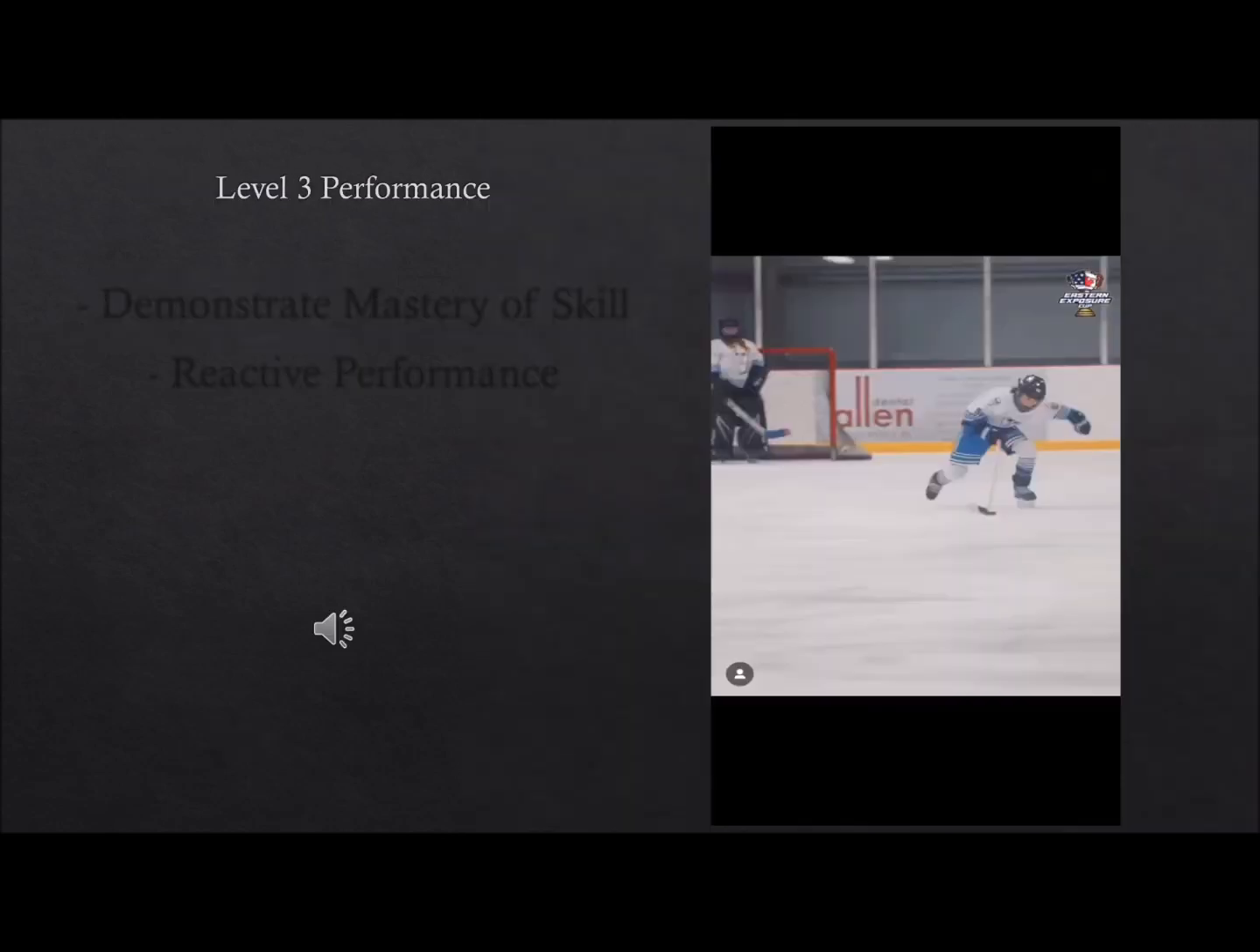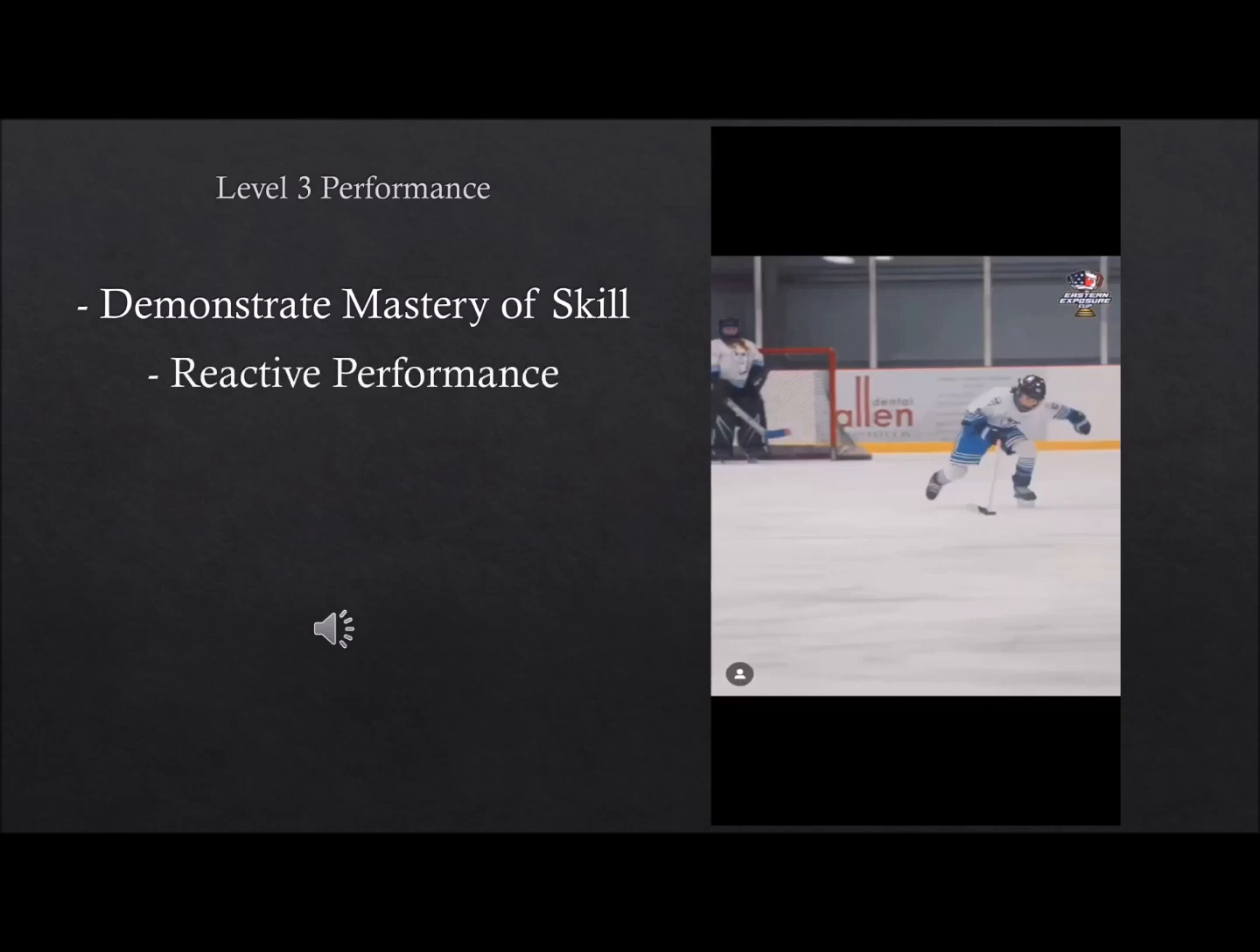Okay, level 3, we are looking for the demonstration of mastery of skill. What this means is that we want to see that a player's move from level 1, which is really about discovery, where a player is learning how to do something for the first time, to level 2, where they're able to demonstrate a familiarity with the movement and being able to integrate it into specific movement concepts. And level 3, when we get to mastery, what we're really looking at is an ability for a player to use reactive performance, which means they're not having to think their way through the process. They're actually able to allow their bodies to react appropriately.